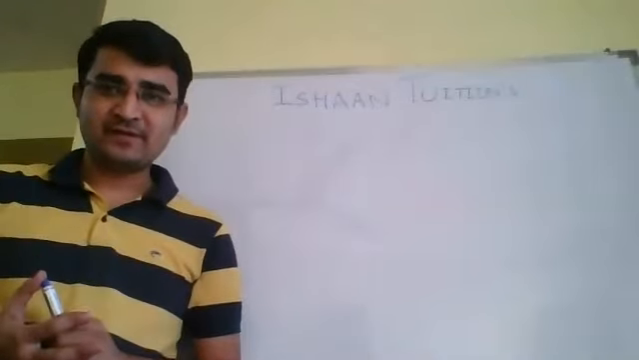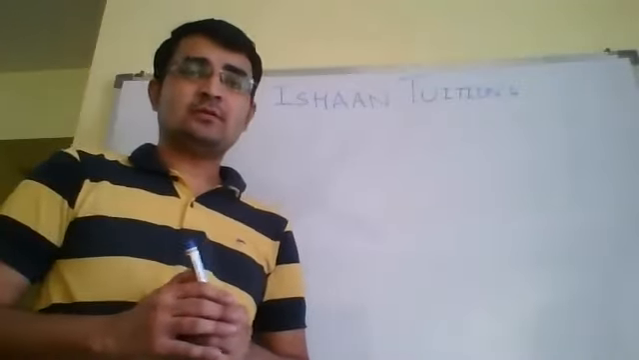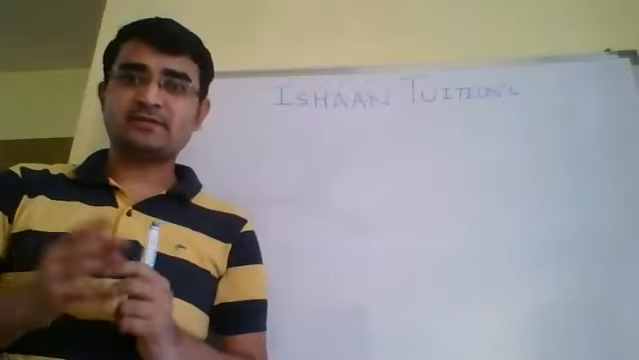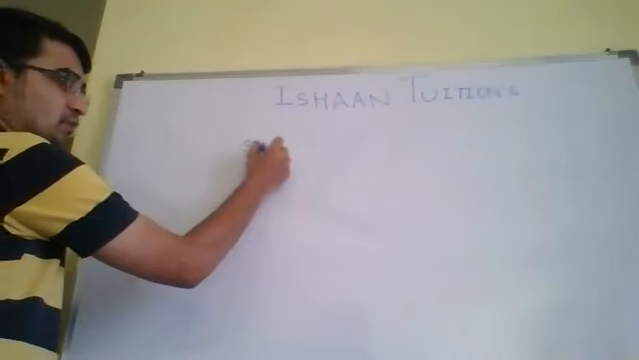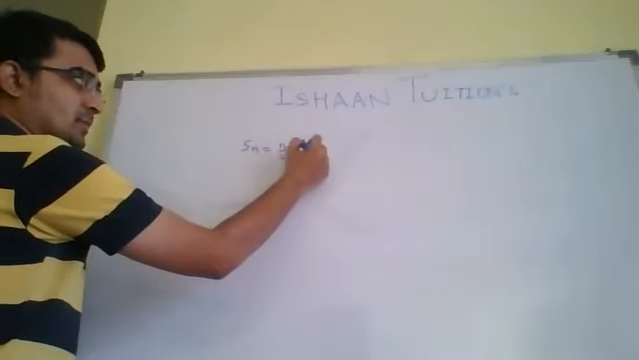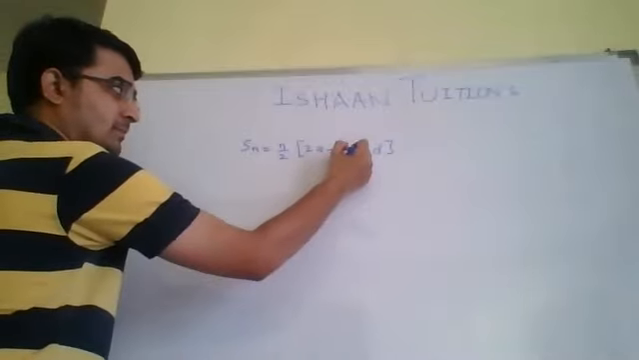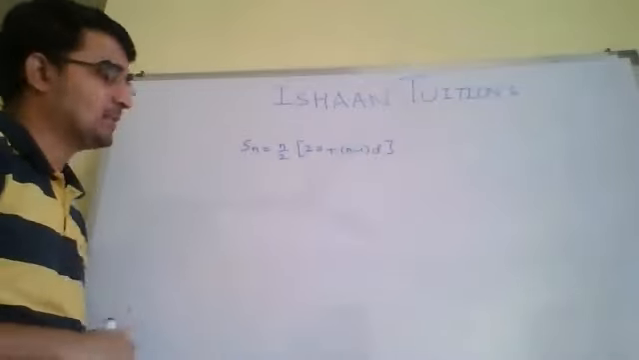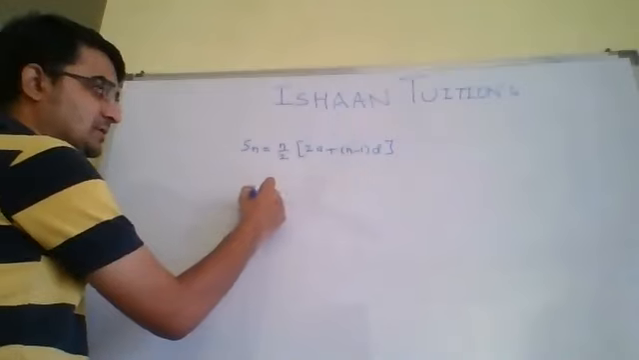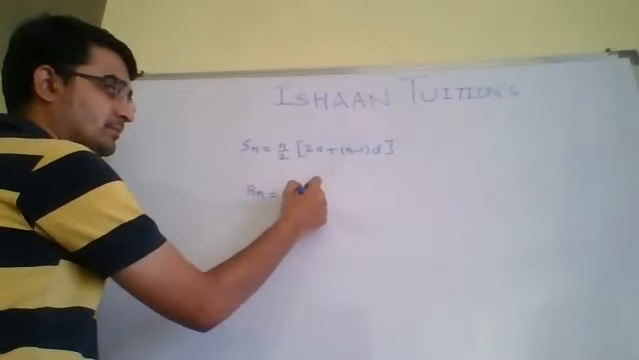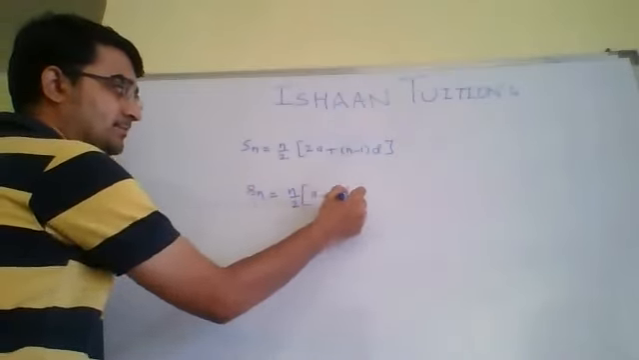So let's start with sum of n terms of an AP. The formula for sum of n terms of an AP is like this: Sn is equal to n by 2 into (2a plus (n minus 1) into d). This is the first formula, okay? And the second formula is Sn is equal to n by 2 into (a plus l).